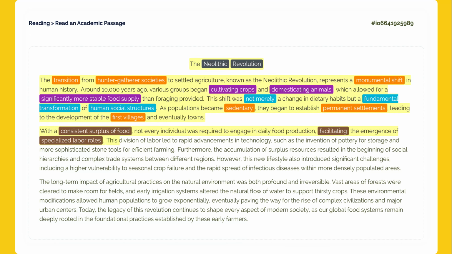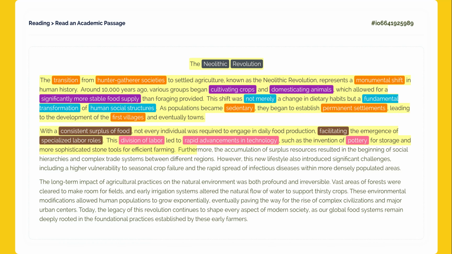This division of labor led to rapid advancements in technology, such as the invention of pottery for storage and more sophisticated stone tools for efficient farming. This sentence builds on the idea of specialized jobs. The division of labor allowed for rapid advancements in technology. The author gives specific examples like pottery and better tools. This shows how society became more skilled once they weren't just searching for food all day.